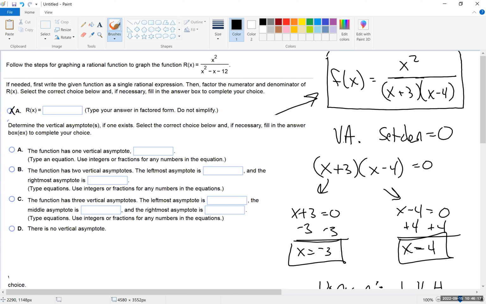So there are two vertical asymptotes. And the first one is x equals negative 3. And the second one is x equals 4. Because it says the leftmost one, the leftmost, negative 3, is to the left of 4.